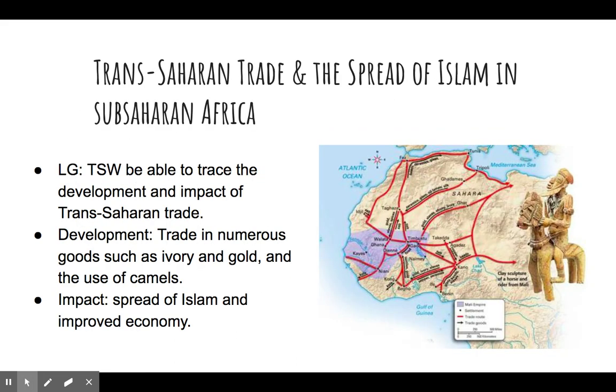We examined trans-Saharan trade and the spread of Islam in sub-Saharan Africa. The student goal was to be able to trace the development and impact of trans-Saharan trade. Things that were involved in the development included trade in numerous goods such as ivory and gold and the extensive use of camels. And the impact included the spread of Islam and an improved economy.